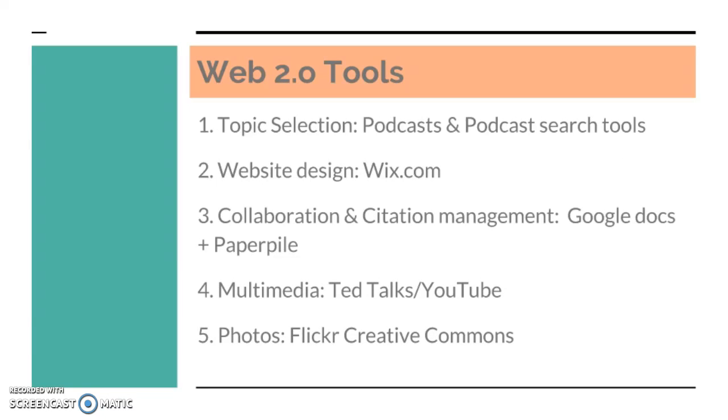So the 5 Web 2.0 tools that I've selected include, first, podcasts and podcast search engines; a web-based web design tool called Wix; collaboration and citation management tools via Google Docs, and particular add-ons, an extension called PaperPile; and then other multimedia resources for doing the relevant research, like TED Talks and perhaps YouTube, as well as forums for Creative Commons licensed photos that the students can add to their website.